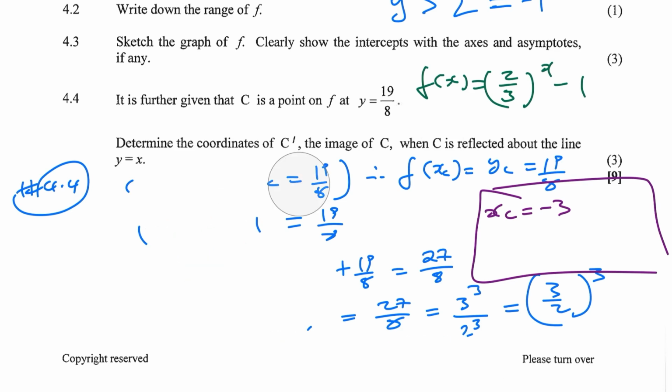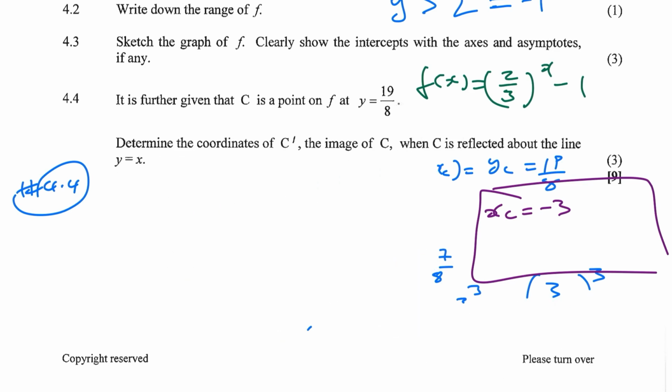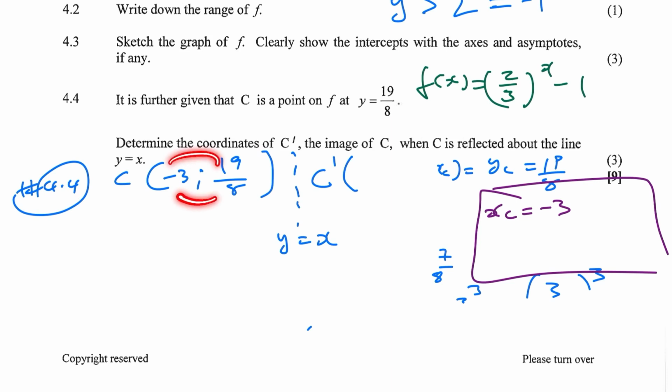So your x is equal to negative 3. I'm going to wrap it up just to make sure we follow. So x is equal to negative 3. So you got c as negative 3 and 19 over 8. And then they say that it's being reflected along the line y is equal to x. So for the image of this, you're just flipping x and y. That's basically what you're doing. If it's reflected at y is equal to x, you're just flipping x and y. So it's going to be 19 over 8 and 3. So this is your answer.